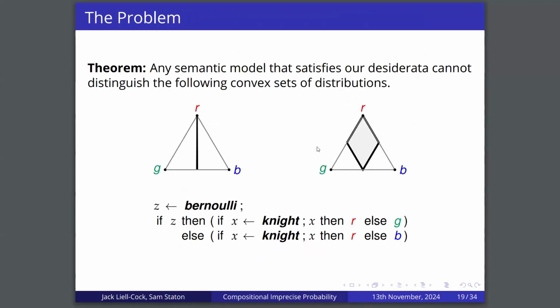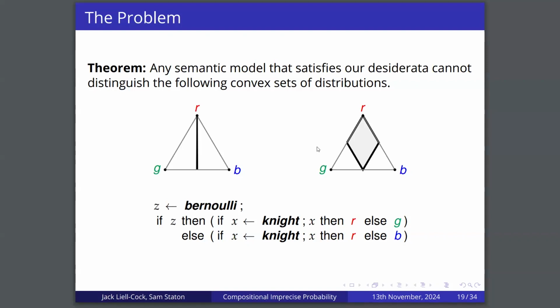And it turns out, if you have just any semantic model, so any mathematical model which satisfies all the desiderata that we have, we can actually prove that it can't distinguish these two convex sets. So if we have something which satisfies the conditions we want, we know it will never be able to respect imprecise probability, because it won't be able to tell these two different imprecise probabilities apart.